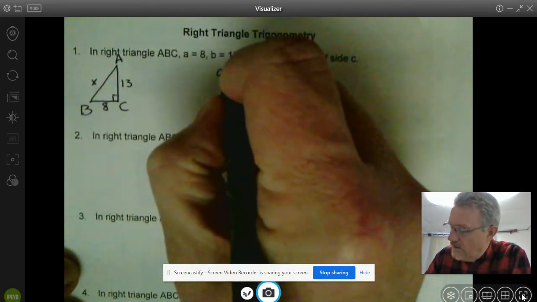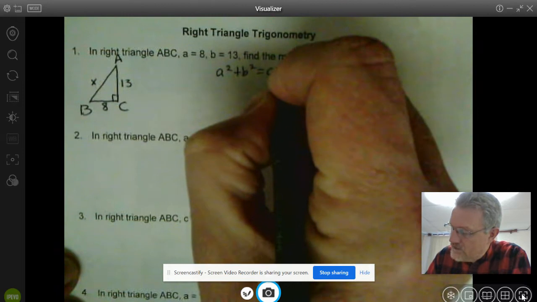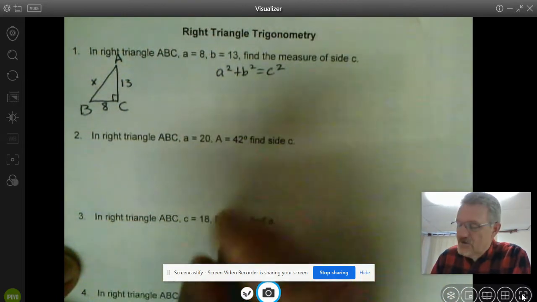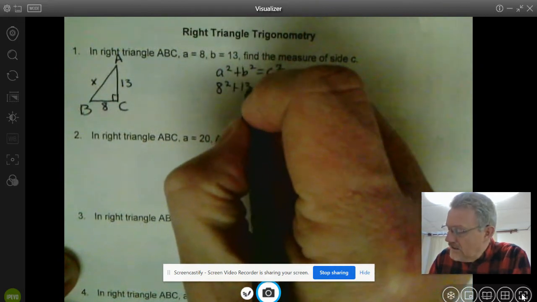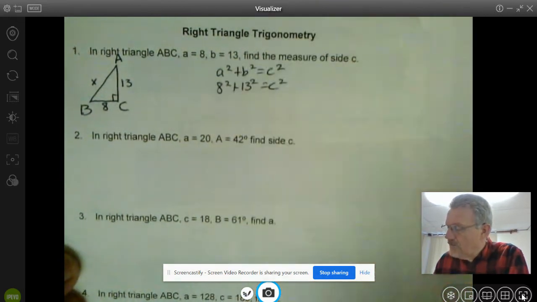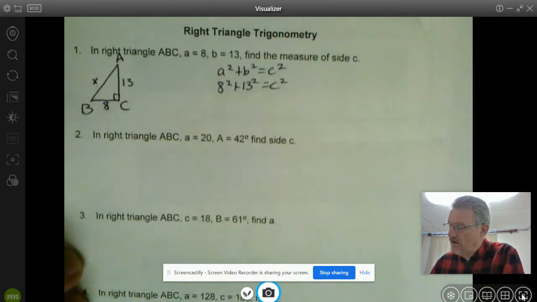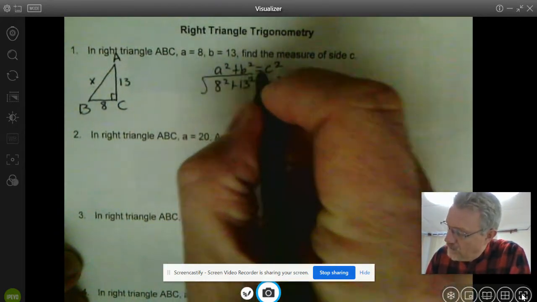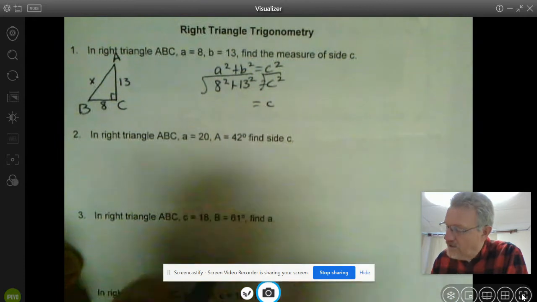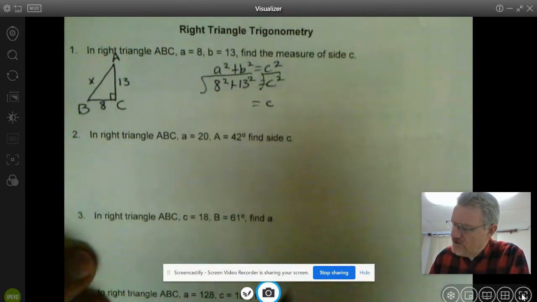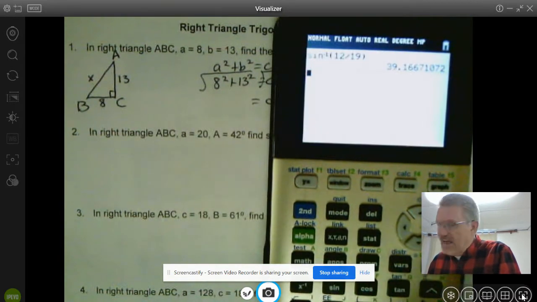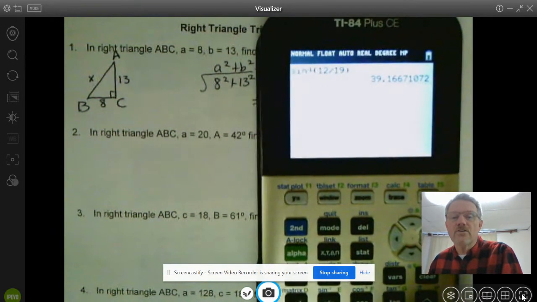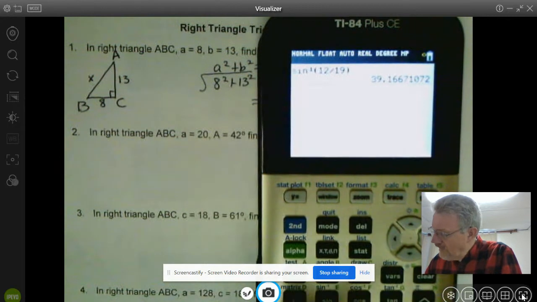A squared plus b squared equals c squared. So a was 8, b was 13, and we're finding c squared. Then I'm going to take the square root of both sides to get c by itself. I kind of like to do all the algebra first. So I'm just going to put that last step in the calculator: the square root of 8 squared plus 13 squared.